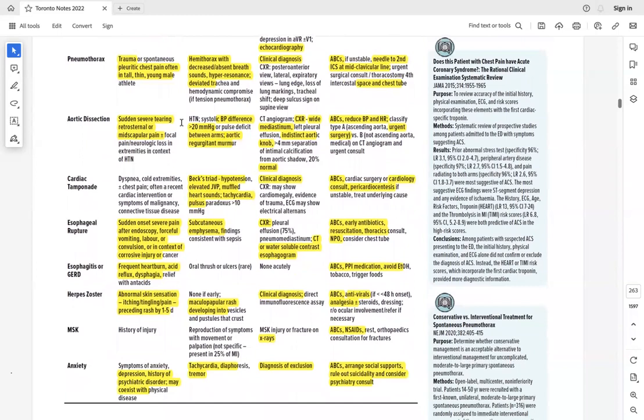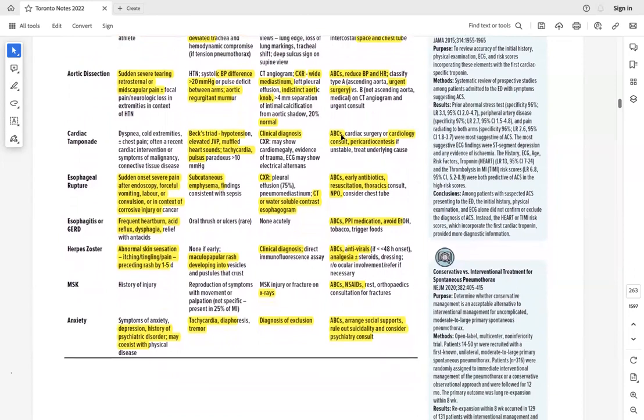Aortic dissection, it is sudden severe tearing retrosternal or mid-scapular pain. The patient will give you a history of any atherosclerotic disease, and now all of a sudden they have tearing pain radiating towards the back, towards the shoulder. And on examination, there will be a difference of the BPs in the upper extremities. What we have to do? Reduce the blood pressure and heart rate, and surgical consultation.